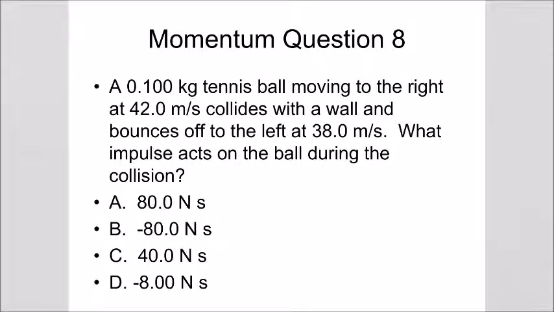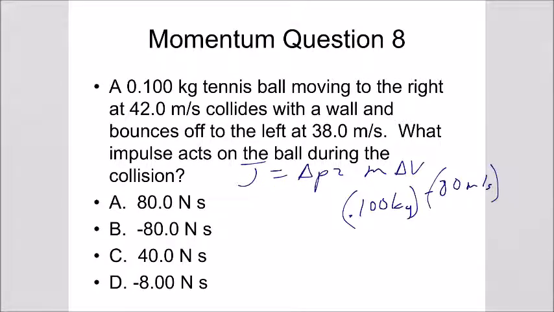Next problem again looks very similar, but this time we're looking for how much impulse acts on the object. Well, remember that impulse is equal to change in momentum. And remember that change in momentum is equal to m times change in velocity. Well, we know the mass of the ball. So the mass of the ball is 0.1 kilograms. We just calculated in the previous problem that the change in velocity was negative 80 meters per second.